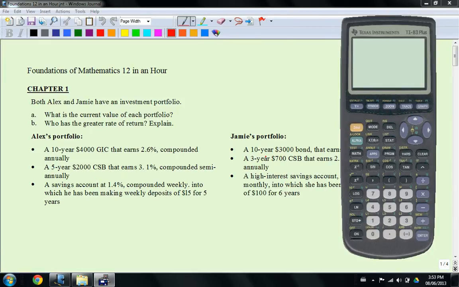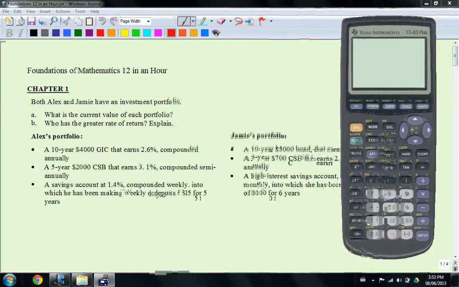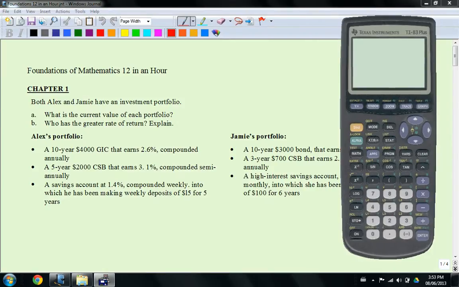Today we're going to talk about the foundations of Mathematics 12 in an hour worksheet that was handed out on Friday. If you haven't gotten yours yet, you'll get them on Monday, or you can check the homework site and they'll be up already.